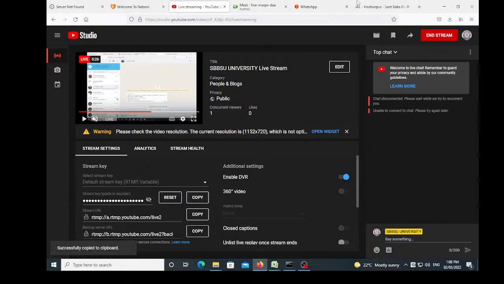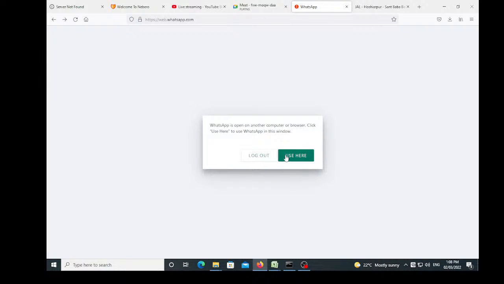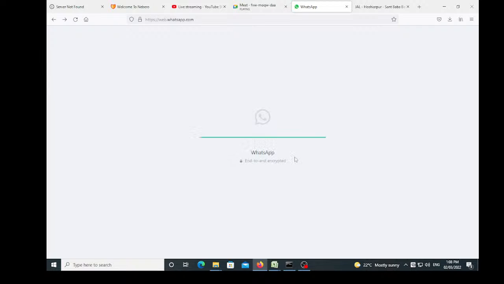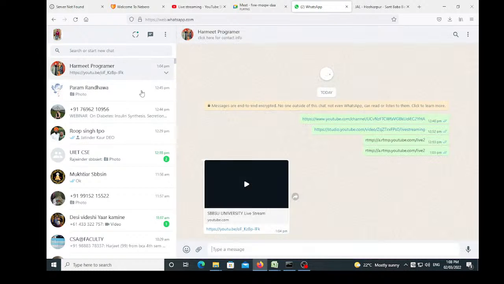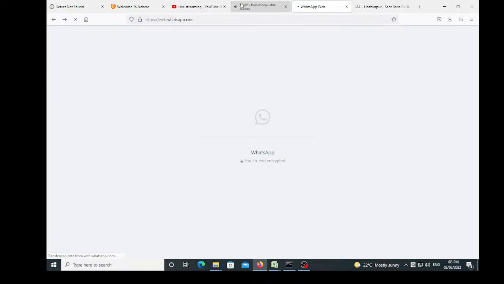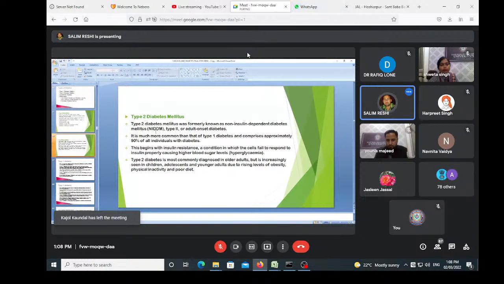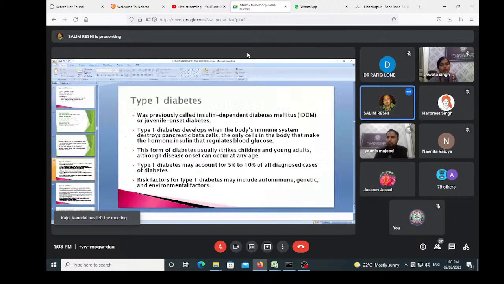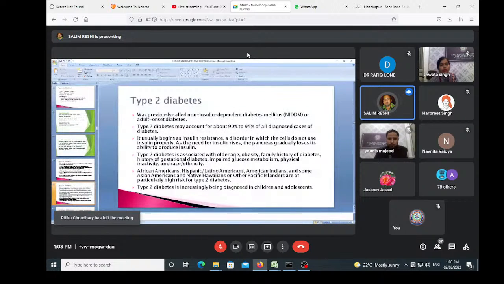It begins with insulin resistance, a condition in which the cells fail to respond to insulin properly, causing higher blood sugar levels. Type 2 diabetes is most commonly diagnosed in older adults, but is increasingly seen in children, adolescents, and younger adults due to rising levels of obesity, physical inactivity, and poor diet. Type 1, I have told you in the previous slide, and type 2 was this.